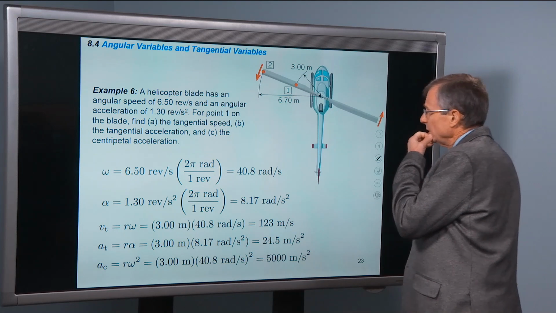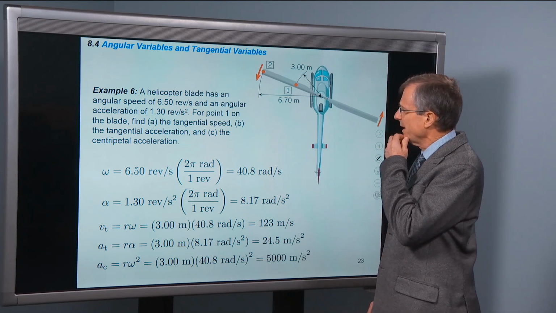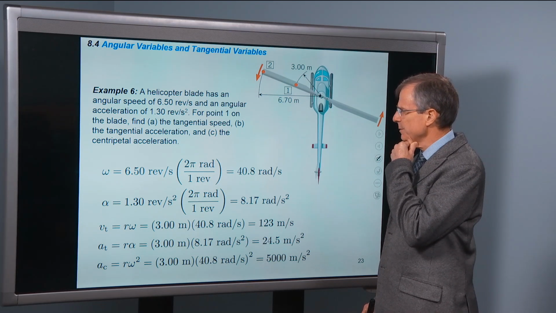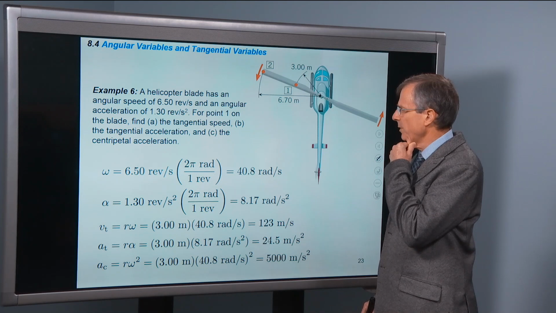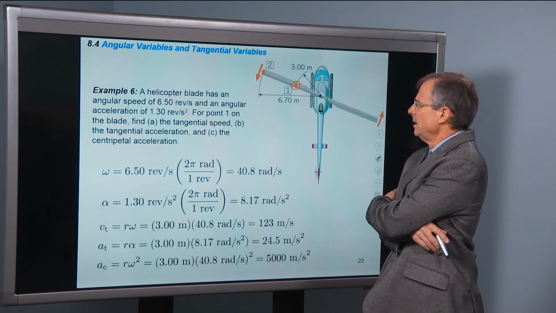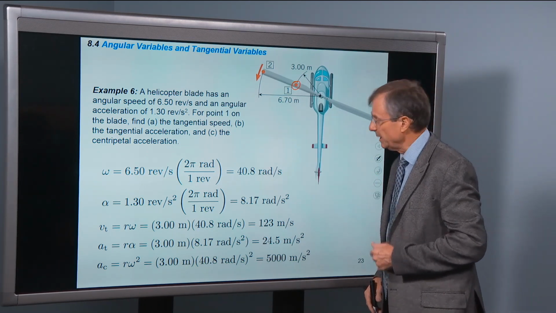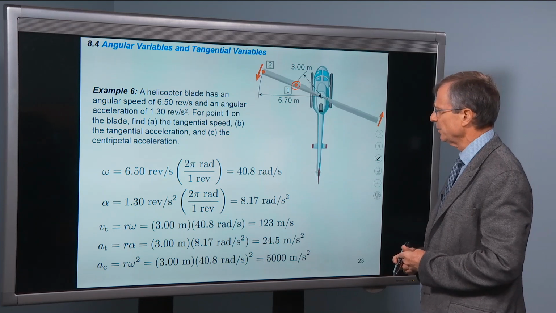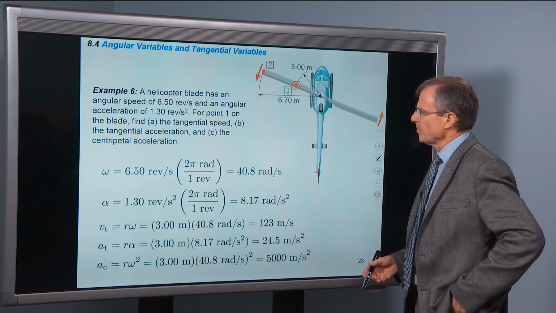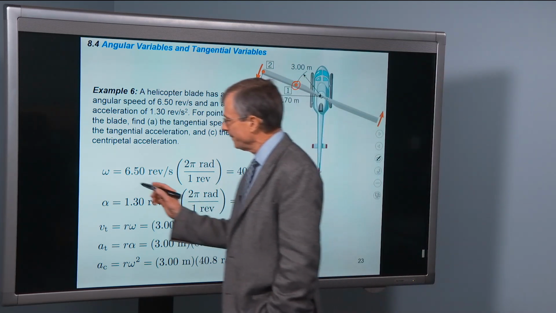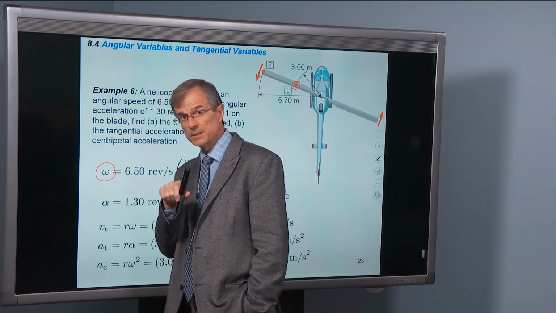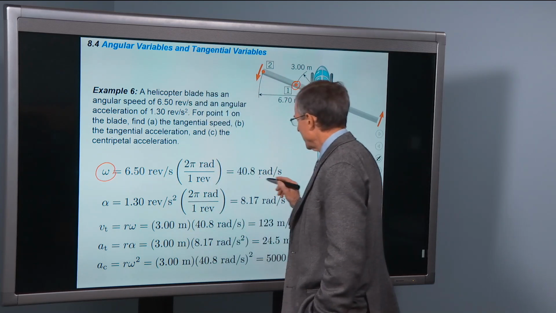Let's do an example. A helicopter blade has an angular speed of 6.5 revolutions per second and an angular acceleration of 1.3 revolutions per second squared. For point 1 on the blade, here we are, find the tangential speed, the tangential acceleration, and the centripetal acceleration. Well, first of all, we're going to need omega, the angular velocity. We're going to need to get that in the right units.